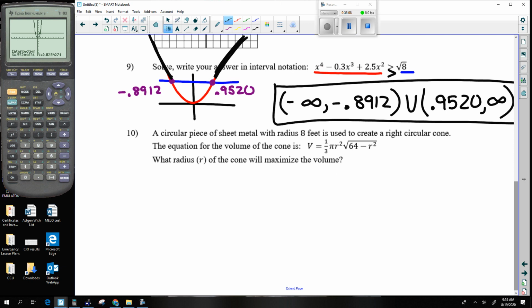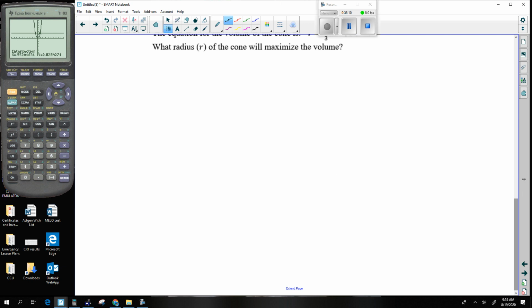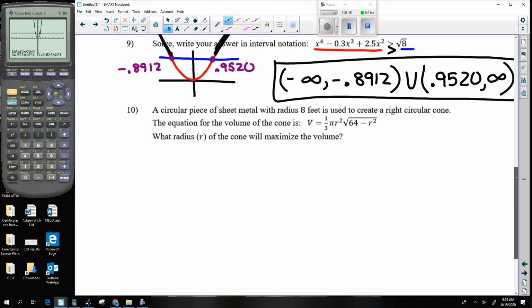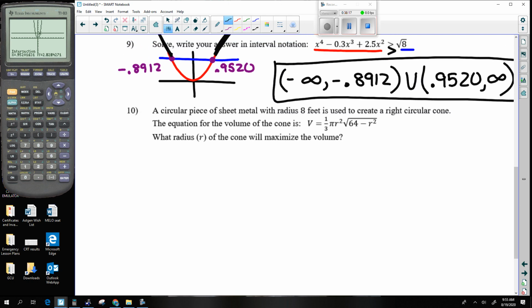A particular piece of sheet metal with radius 8 feet is used to create a right circular cone. The equation for the volume of the cone is V equals 1/3 pi r squared times the square root of 64 minus r squared, with radius r of the cone.